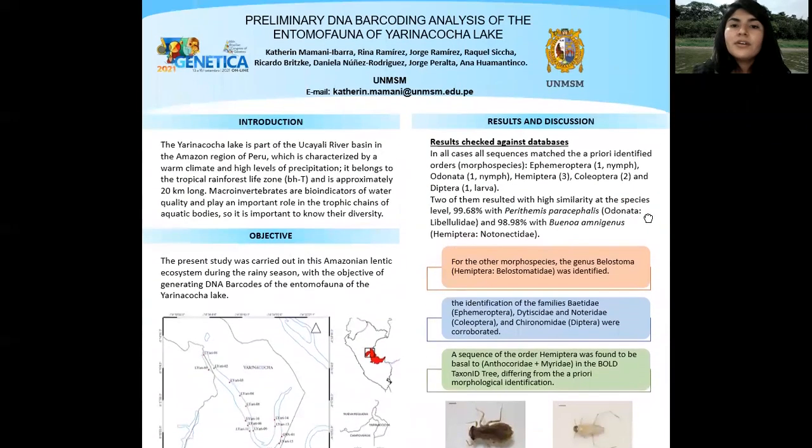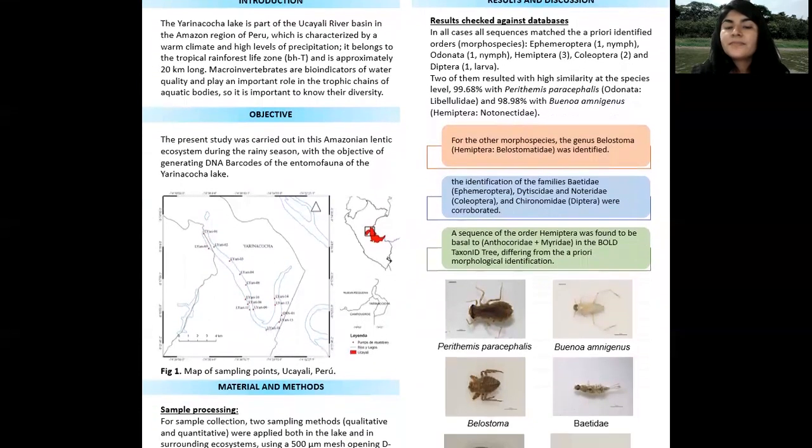For the results, we have that in all cases, all sequences match the a priori identified orders. So we had one Ephemeroptera, one Odonata, 3 Hemiptera, 2 Coleoptera, and 1 Diptera. 2 of them resulted in high similarity at the species level. Those were Perithemis parzifalis and Bonoa omnigenus.